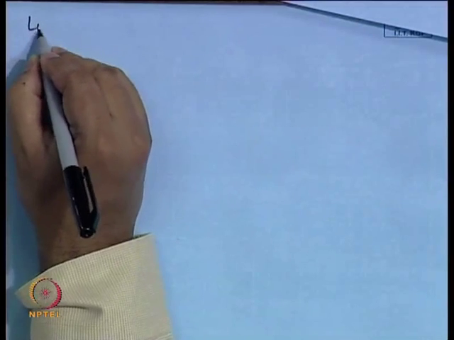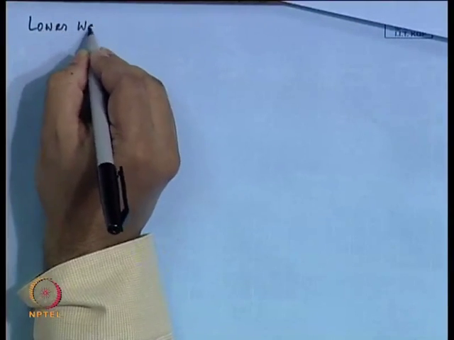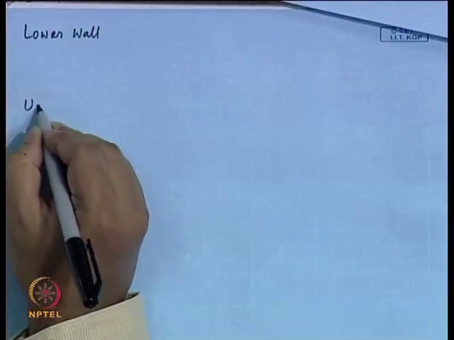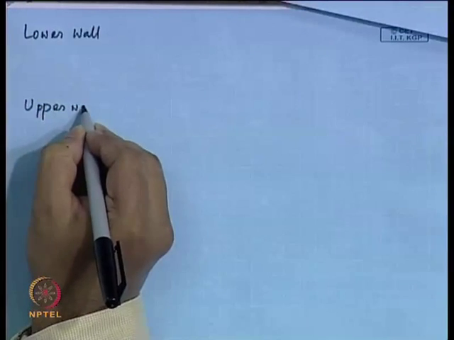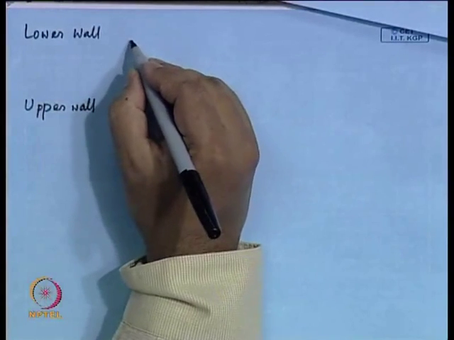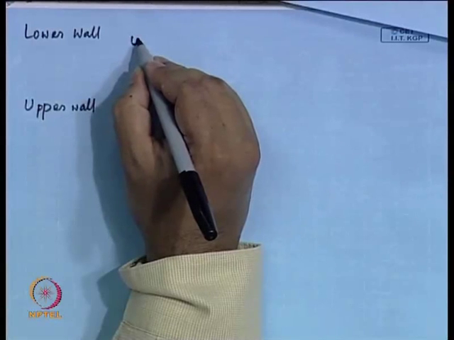Let me write this further. If I split this into lower wall and upper wall, what do we get? Lower wall, you have u w is equal to 0.